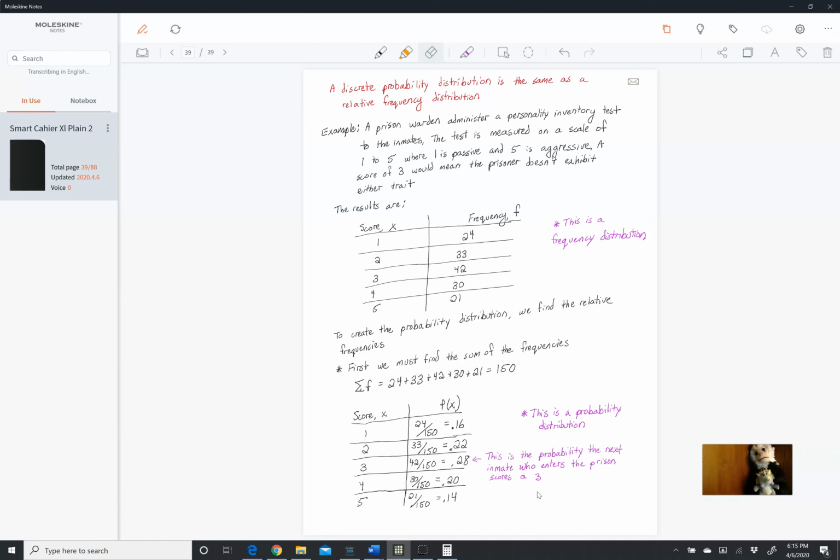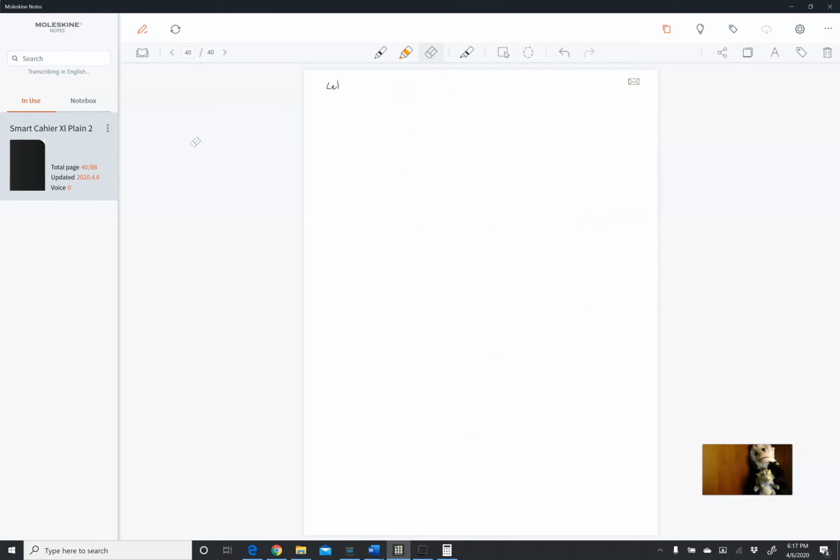Okay, so let's verify that this is a probability distribution. I'm going to do this on the next page because we're kind of out of room here. And essentially when we say that we're verifying that this is actually a probability distribution, we already know it is, but we just want to make sure that we did everything correctly. Okay, so we're going to check for our 2 requirements.